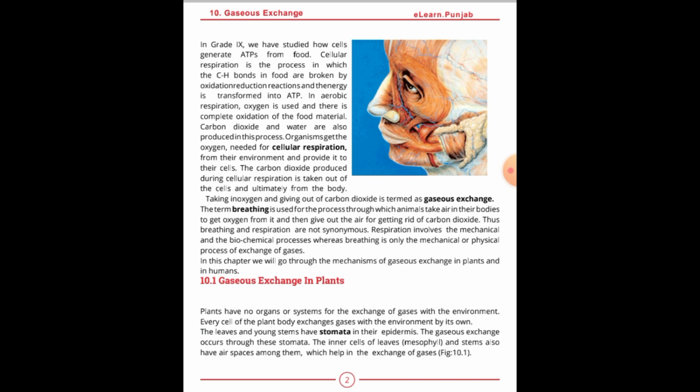The term breathing is used for the process through which animals take air into their bodies to get oxygen. Breathing and respiration are not synonyms. Respiration involves mechanical and biochemical processes, whereas breathing is only the mechanical or physical process of gas exchange.